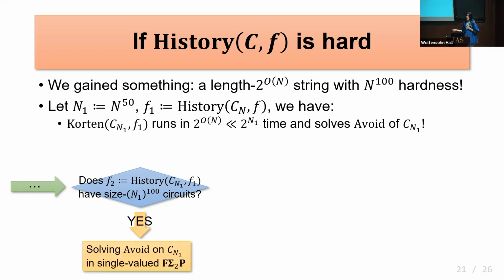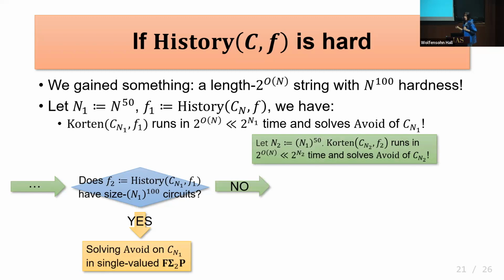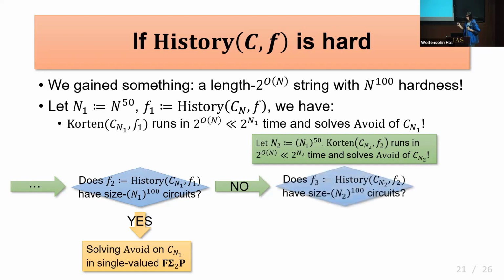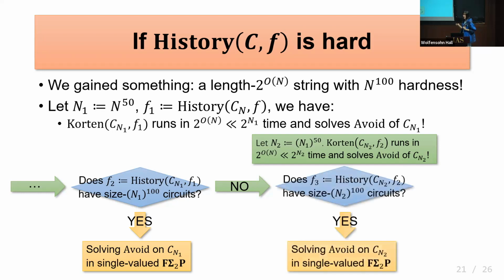If it is easy, then we can solve range avoidance on length N1 using a single-valued F sigma 2P algorithm. And if it is hard, then we can look at another length N2. Since the history on length N1 is hard, Korten's reduction on this string on N2 can solve range avoidance, and then we look at the history on length N2 and do win-win analysis and so on.